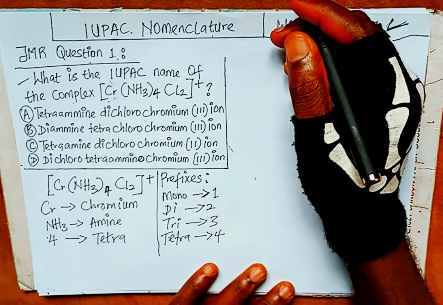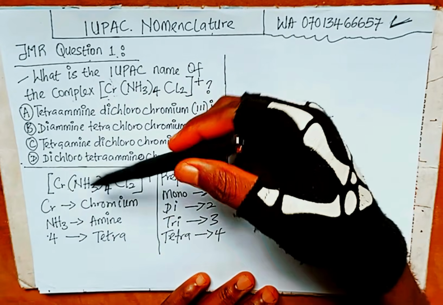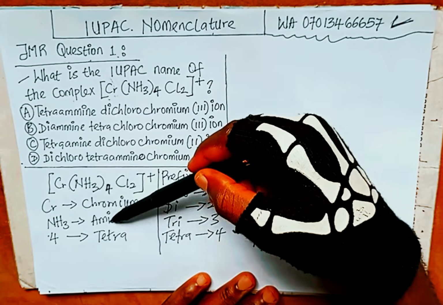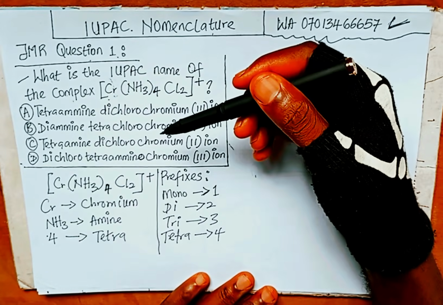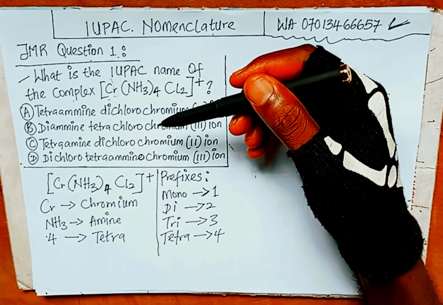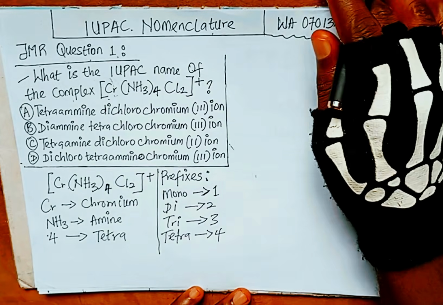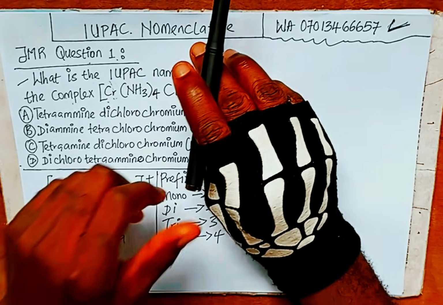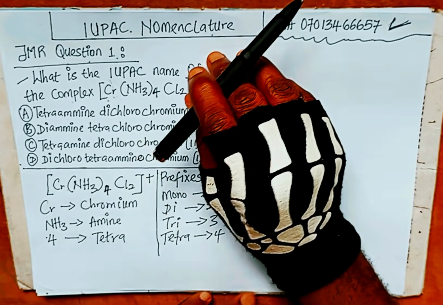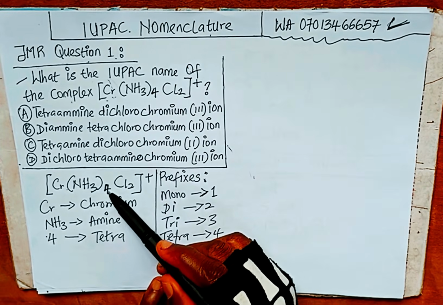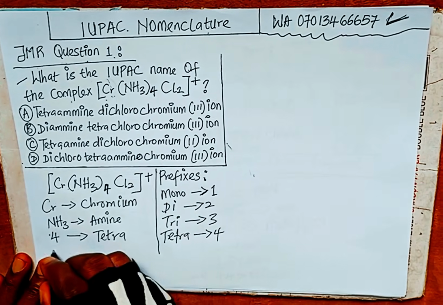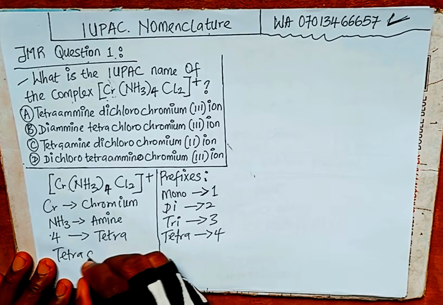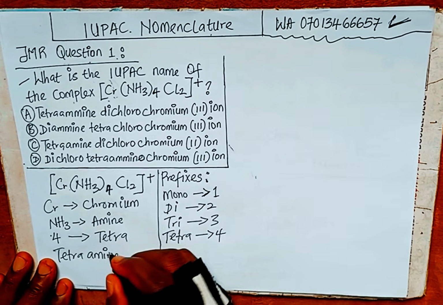Remember that all these, like NH3, amine, and chloro, are called ligands. What are ligands? Ligands are ions, elements or compounds bonded to a parent element. That's a ligand. So since we have tetra here and we have amine here, let's quickly call that tetraamine.